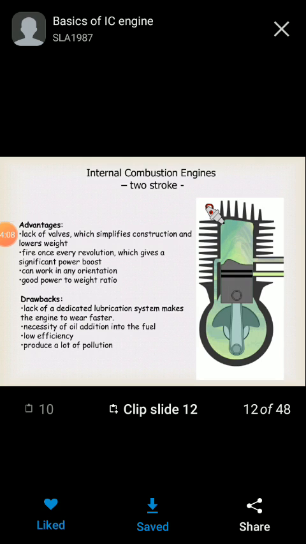Internal combustion engine, 2-stroke. Advantages: the lack of valves, which simplifies the construction, and lower weight. It fires once every revolution, which gives a significant power boost. It can work in any orientation and has a good power to weight ratio. Drawbacks: the lack of a dedicated lubrication system makes the engine wear faster. There is a necessity of adding oil into the fuel. The low efficiency produces a lot of pollution.